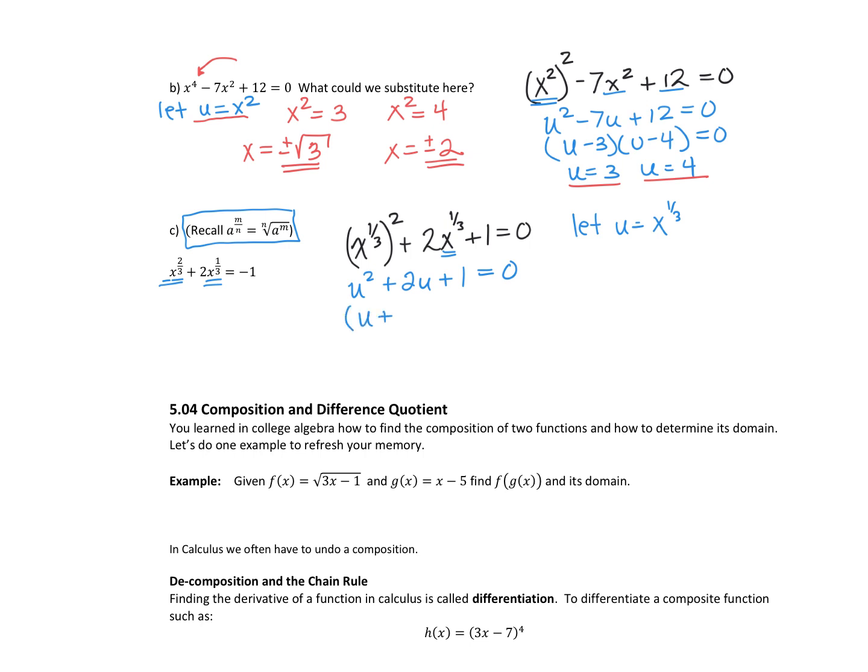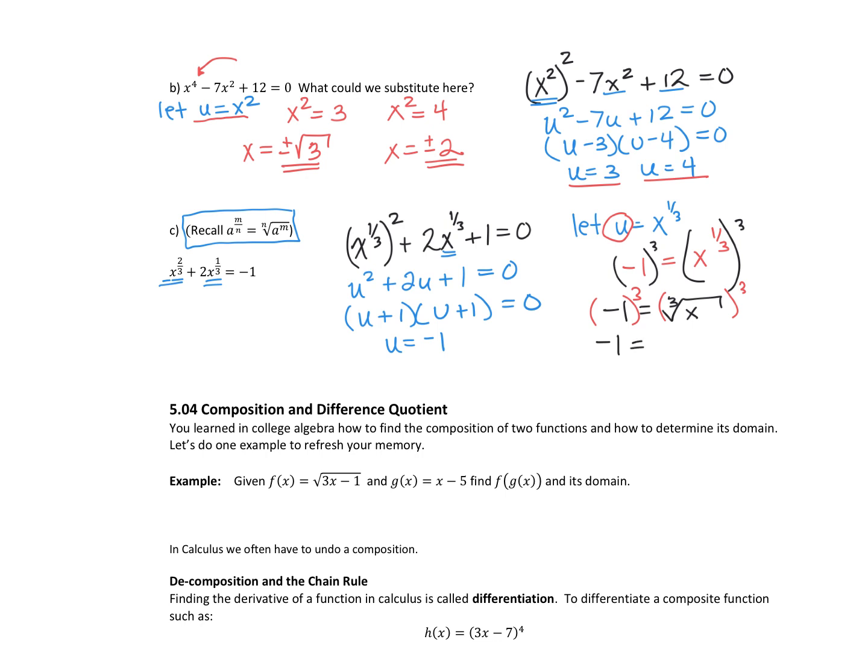This will factor as (u plus 1)(u plus 1) equals 0. And solving, we get u equals -1. Again, u is our x to the 1/3. So to solve this, I am going to cube both sides. Let me write it out the other way, because you might not know to do that. But if this were a cube root, we would cube like this. And that's going to give us -1 equals x.